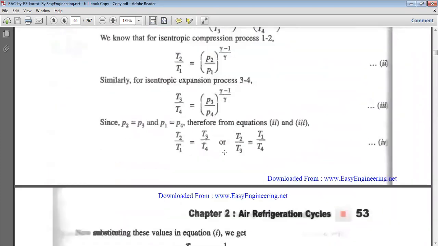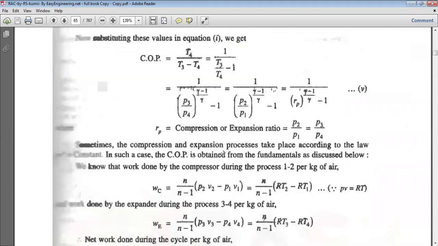Suppose the expansion and compression follow the law PV to the power of n, then COP can be obtained from the derived conditions. How to calculate these things? You don't need to remember these formulas. We remember the process, and thereby we can solve the problem by using the derivation method. If the compression and expansion follow the law PV^n equals constant, then COP can be obtained from the fundamentals we will discuss.